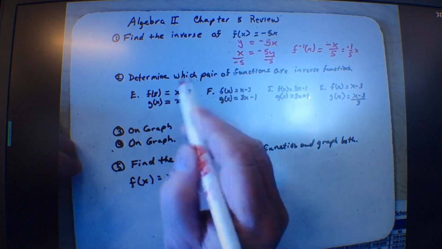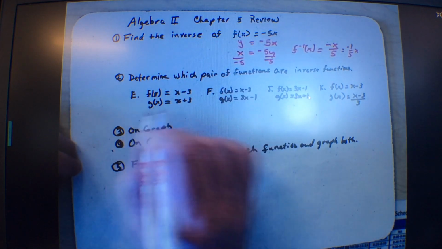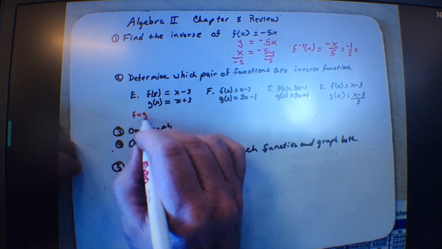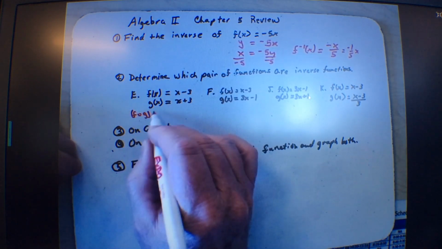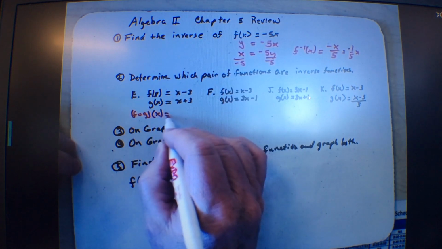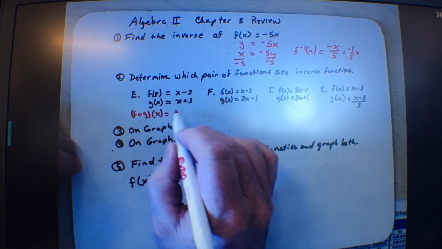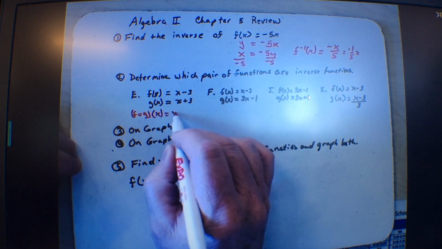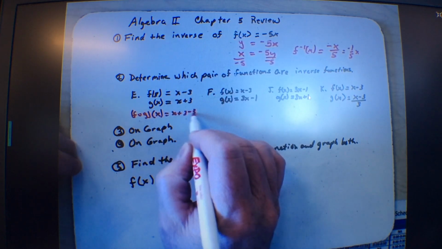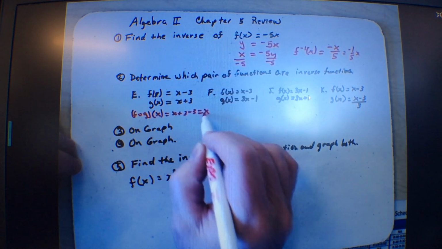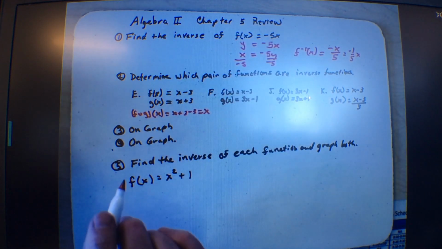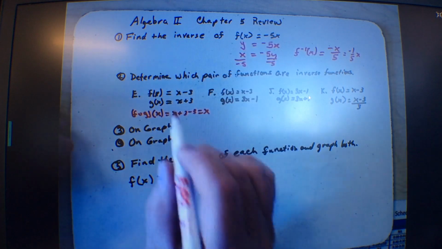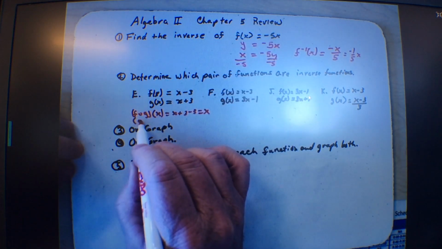If I take f of g of x, I would put the g into the f function, right? And I would get x plus 3 minus 3, which is x. Is that what I'm supposed to get? Yes, I'm supposed to get x. What if I don't get x? It's wrong.